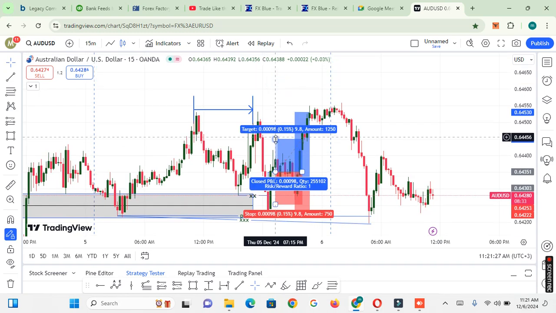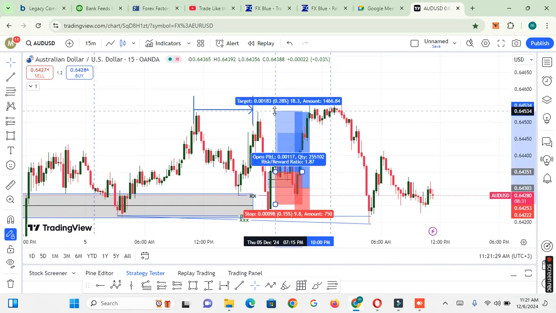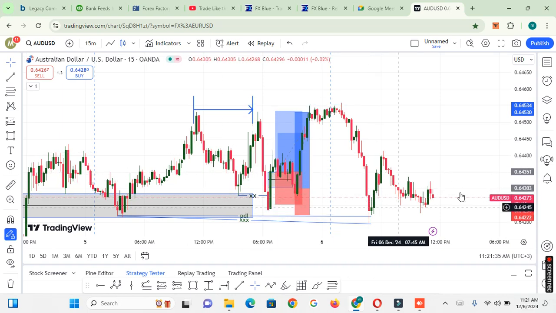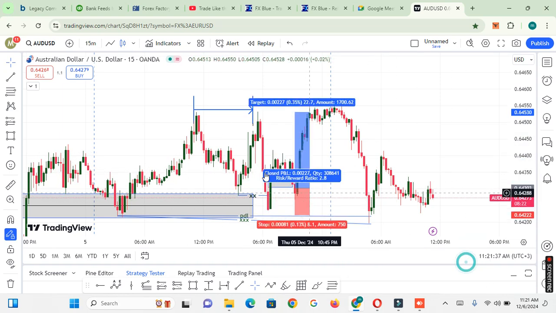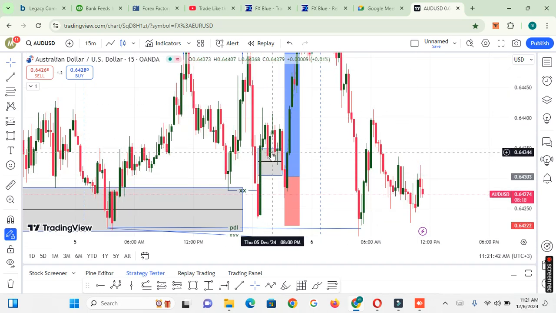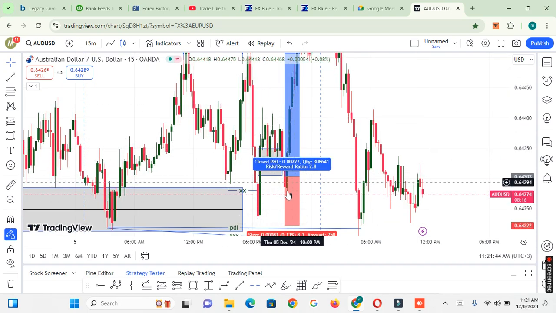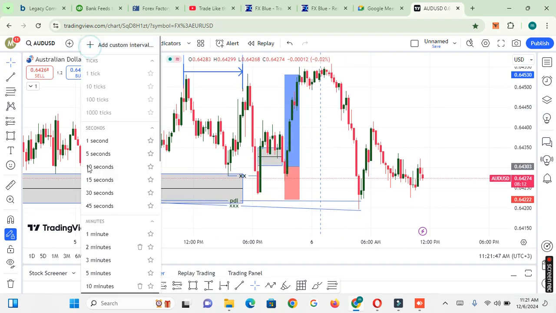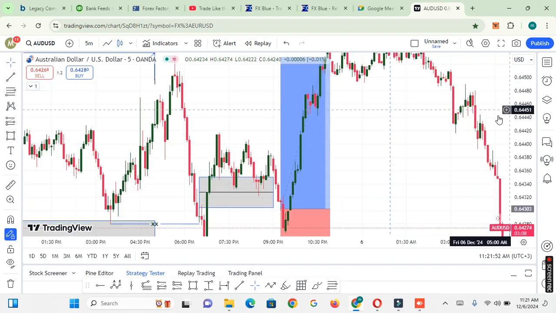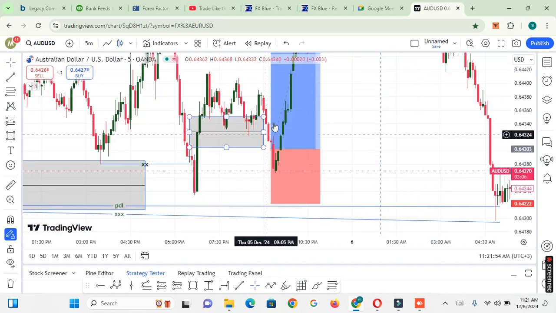Right? And price played. You see the play? So that was my first entry. My second entry was here, because I had confirmed this. I went down to the lower time frame, which was the 5-minute. So I had 2 entries and I killed this.